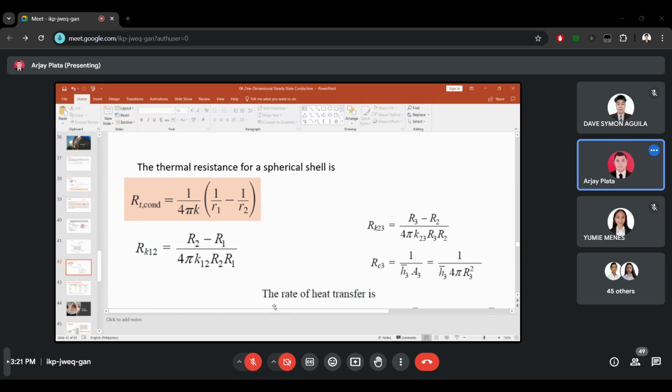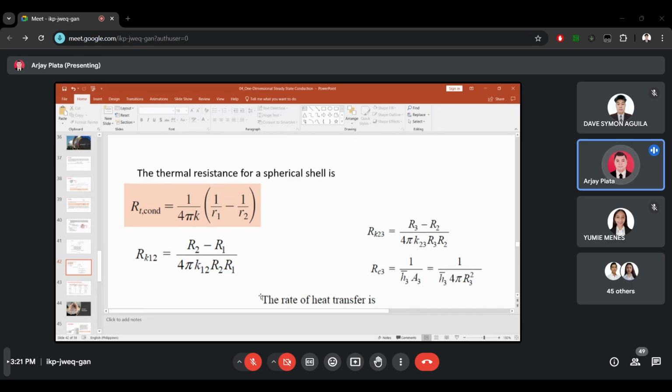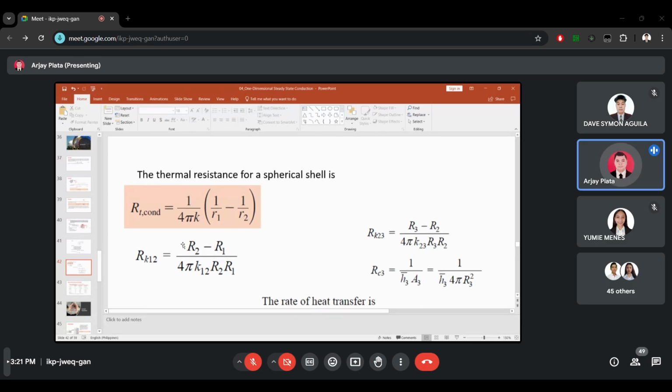And then for the conduction, we have two conductions, RK12 and RK23. From this formula, our thermal resistance for conduction is 1 over 4 pi k multiplied by 1 over R1 minus 1 over R2. We just have to get the least common denominator. Just ignore the capitalization of R, it's the same. This is our least common denominator.